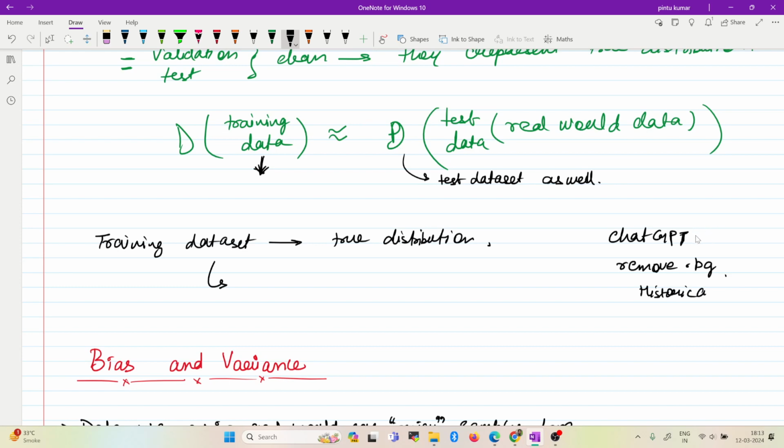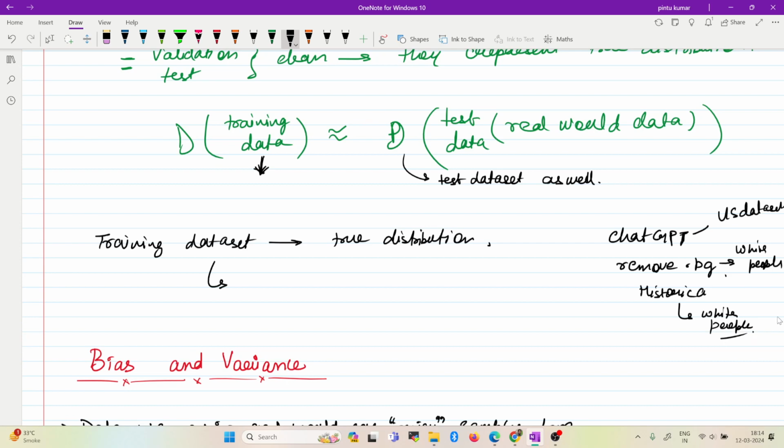So this Chat GPT, let's say, if it was just trained on the US data set, or the remove.bg website was just trained on images of white people. So there is this Historica app. What does this do? It will convert your photo into a small video, so live photo kind of a thing. So let's say this was also trained on white people only, because in India we don't have a lot of data available with us. We actually don't have a lot of data where we want to train these things. So let's say this is trained just on white people.